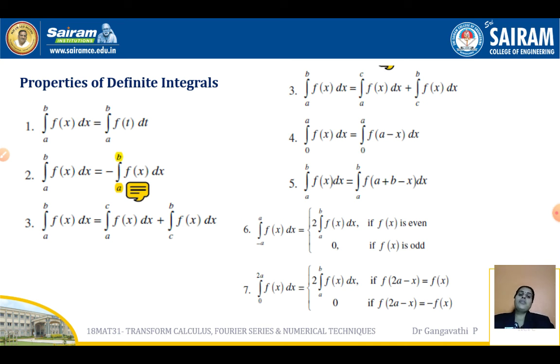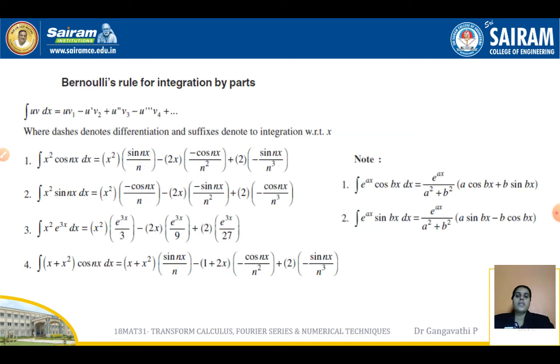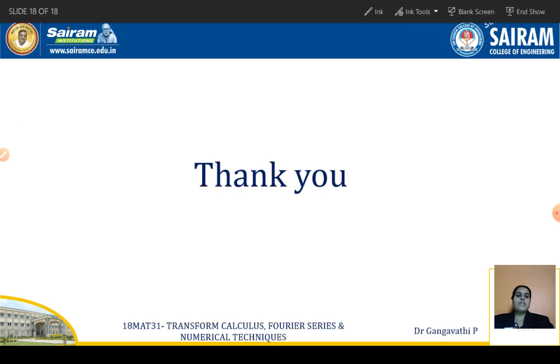And before getting into the problems, these are a few properties of definite integrals that you need to remember. I listed them here. The same thing has been given in the notes also. So you can just go through and try to remember these things so that we will be using them in the problems. Bernoulli's rule for integration also we will be using while finding the Fourier series expansion. So this is how it will be used, and these are the two main formulas that we will be using. So that also you need to remember. So this is about the introduction of Fourier series. Thank you.